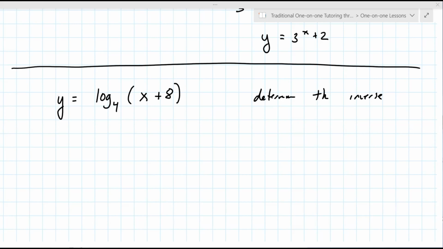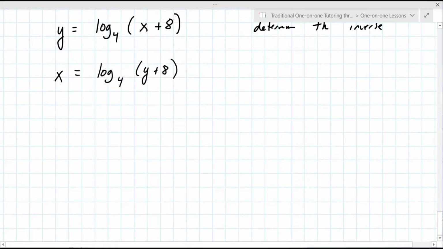All right. I'm going to just write a few steps down in case you want to look at this later. Okay. So x equals log base 4 of y plus 8. So to undo, this is the key step here. To undo the log base 4, you're going to write 4 on both sides. So it becomes 4 to the x equals y plus 8. And then you subtract 8 from both sides. And so you have 4 to the x minus 8 equals y.